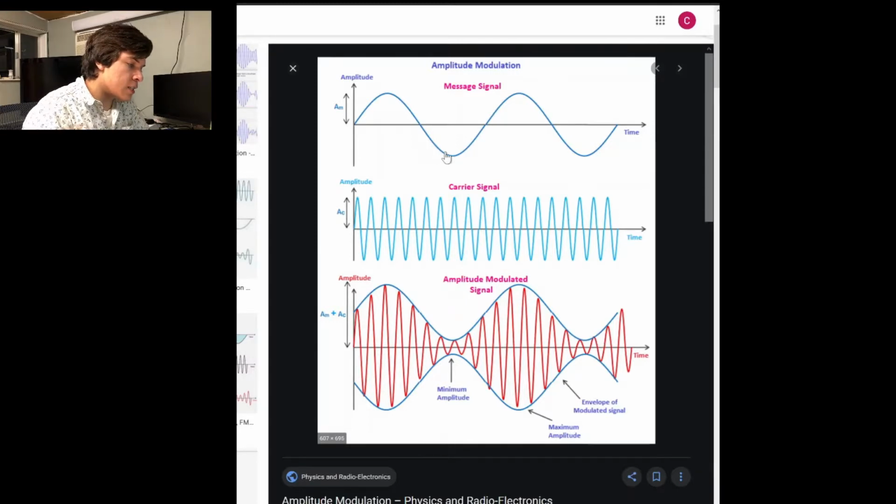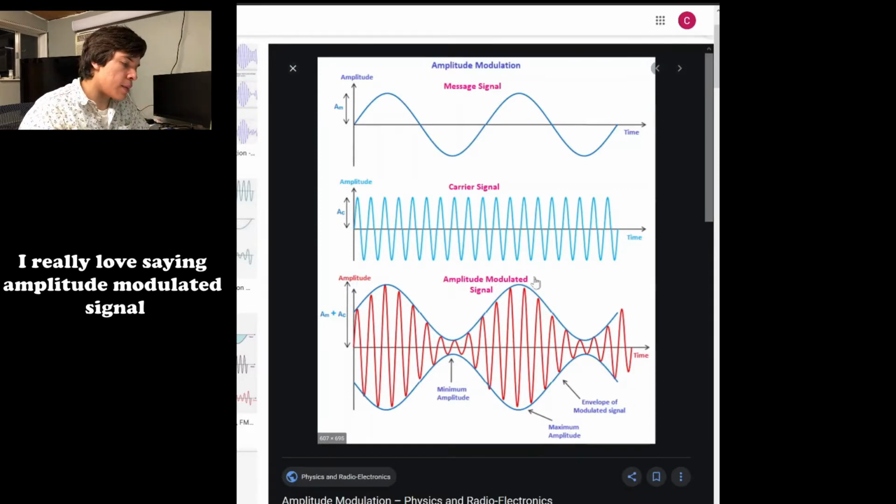When the message signal is really low, it's going to change the amplitude of the carrier signal to be really low. And when the height of the message signal is very high, it's going to cause the amplitude of the carrier signal to be very high. And this is considered an amplitude modulated signal.